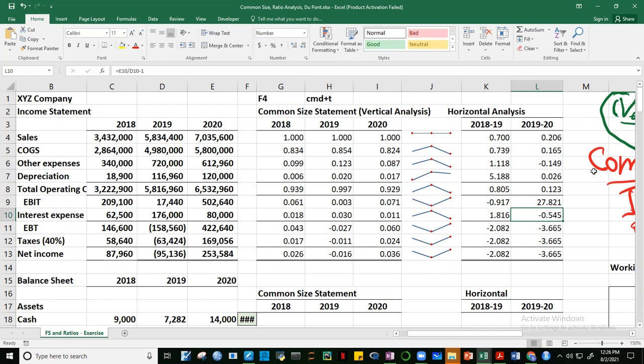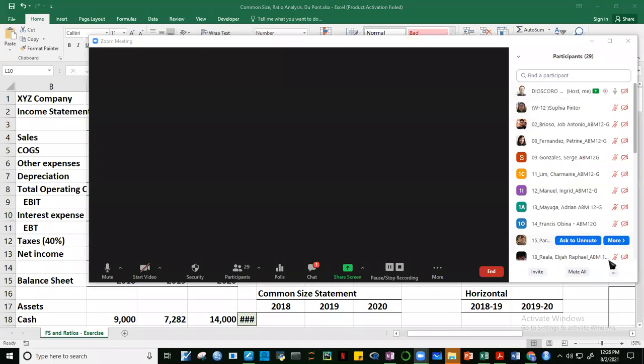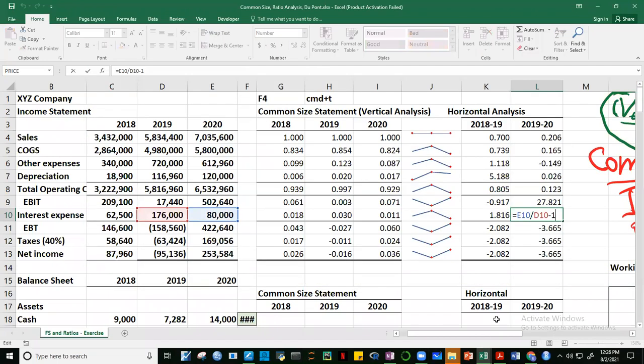Saan yung maling negative dyan, guys? Okay, sa chat. Check natin sa chat. Yes. Elijah, bakit? Bakit mali yung negative 3.665? Can you share, Elijah? Itong 3.6565. Bakit siya mali?